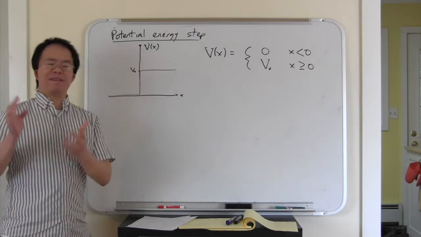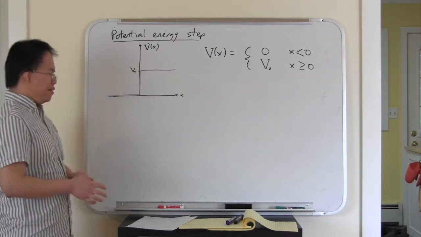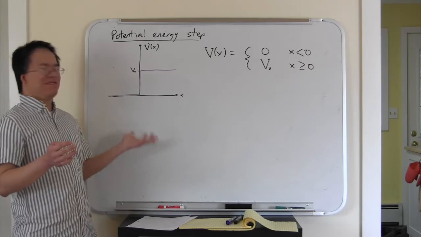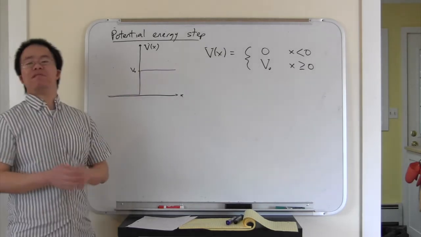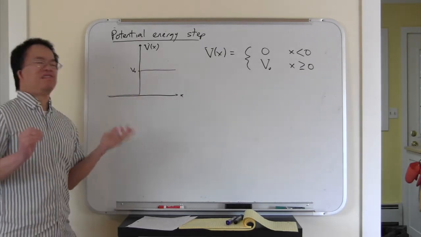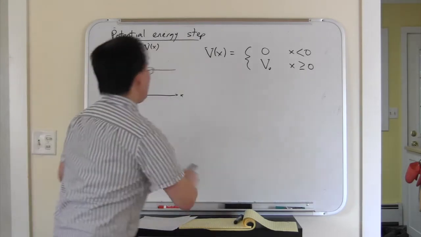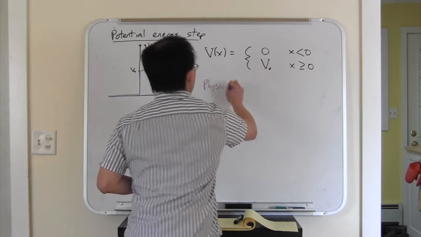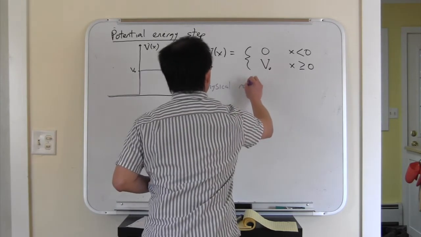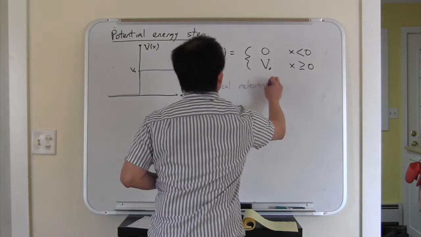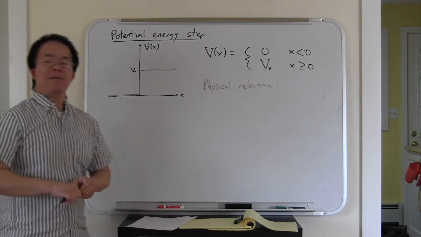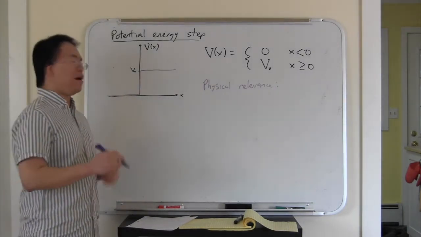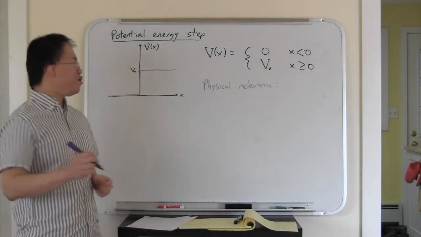Now, what might this physically represent? Is this just completely artificial? I would argue that it's not. Where this might come up, you might imagine a situation where you have a wire that has a work function.